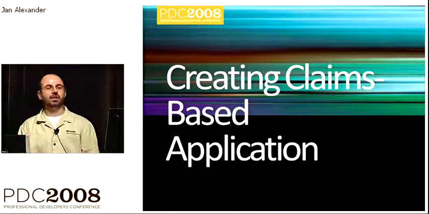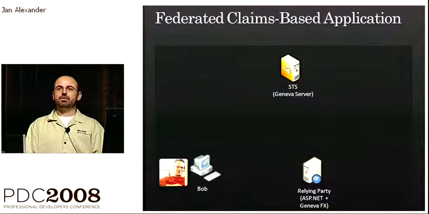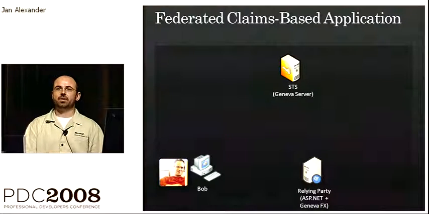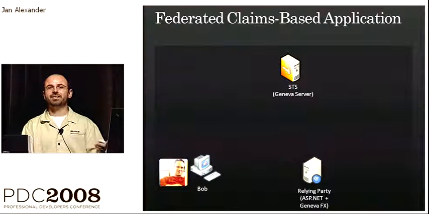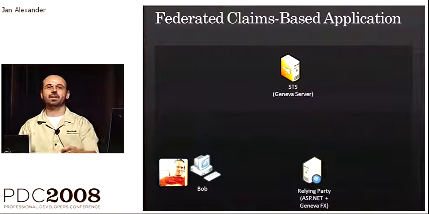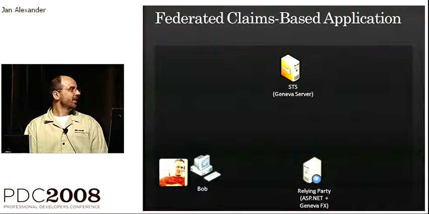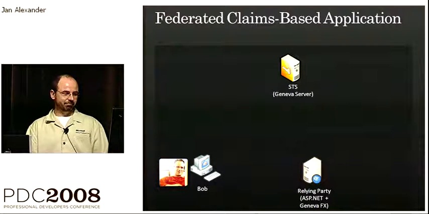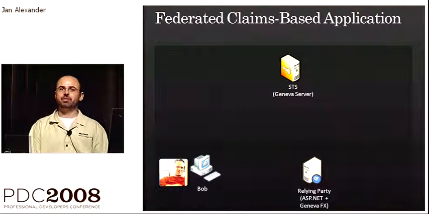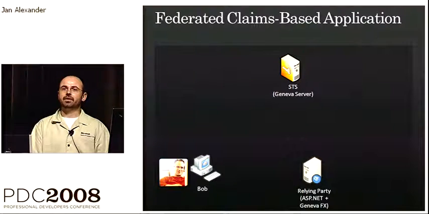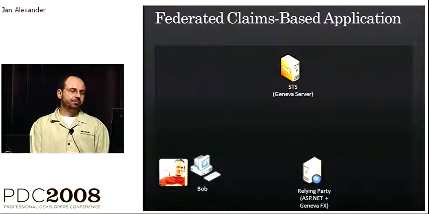Now let's go deep and try to work with that application. As I said, I will be transforming an existing application that's Windows-based and doesn't use claims into something that you will see here. This is the end state that I want to get to, hopefully before the talk actually ends. So I have a user. I have a claims producer, which is played by Geneva Server. And I have a relying party, which is an ASP.NET application with Geneva framework in it.